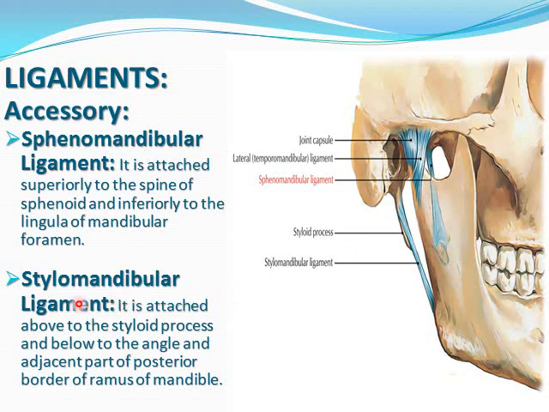Now the next is the stylomandibular ligament. It is attached above to the styloid process and below to the angle and adjacent part of the posterior border of the ramus of mandible. Here you can see the stylomandibular ligament. Superiorly it is attached to the styloid process, while inferiorly it is attached to the angle and the adjacent part of the posterior border of ramus of mandible. Stylomandibular ligament basically is a thickened part of deep cervical fascia which separates the parotid and submandibular salivary glands.